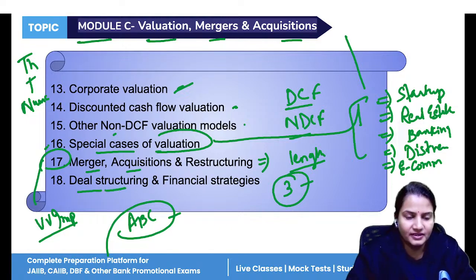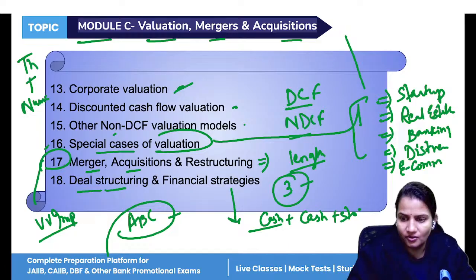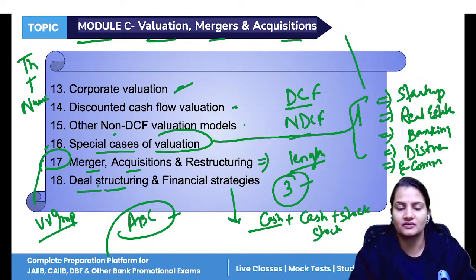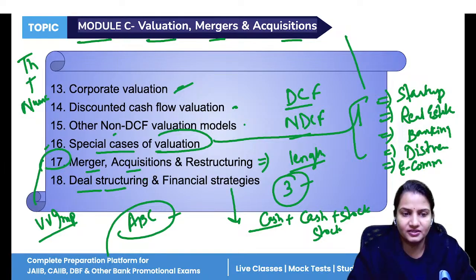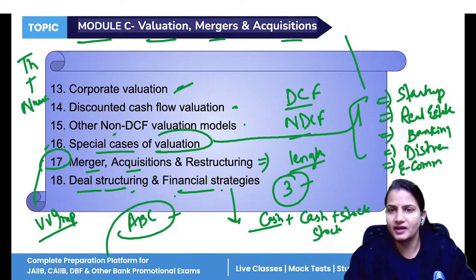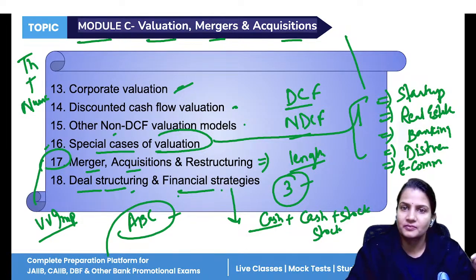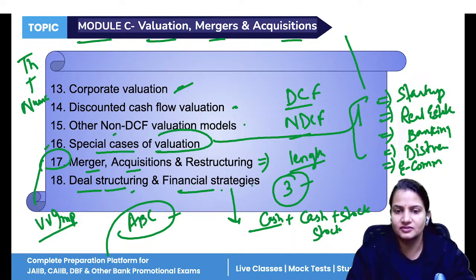And at last is deal structuring, how you will finalize your deal. Either you will pay cash, or you will purchase that company with the help of cash plus stocks, or with only stocks. So in these three ways, we will make a deal. That is the structure and financial strategies. So if you are purchasing any overseas company, what are the different strategies you need to consider?